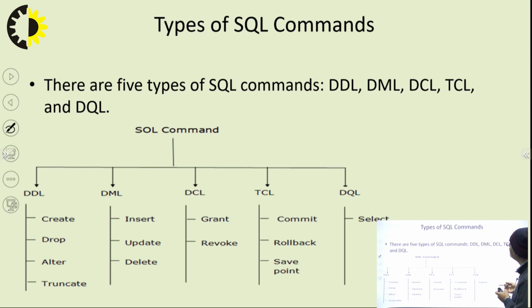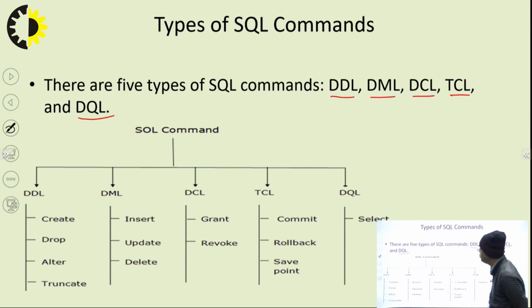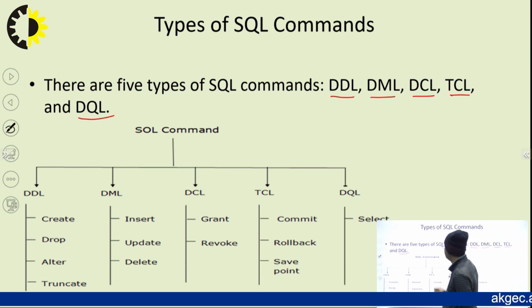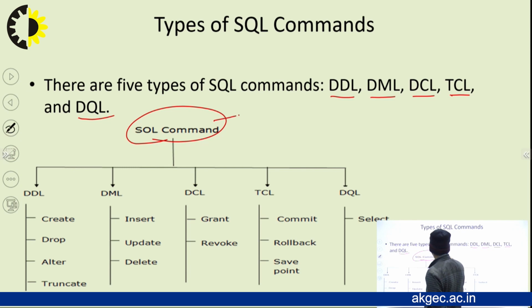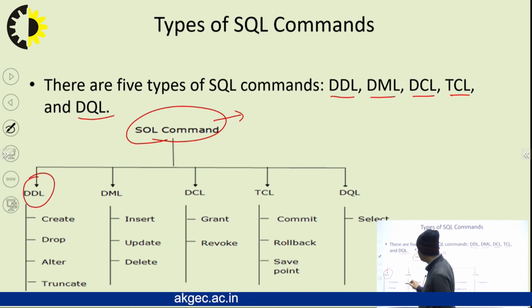Now we have to understand the different types of commands. There are 5 types of SQL commands. These commands are DDL, DML, DCL, TCL and DQL. We will discuss all these commands in detail. If we look at the hierarchy of SQL commands, these are the commands used for doing certain operations. First one is DDL. If someone asks for examples of DDL, they are create, drop, alter and truncate.